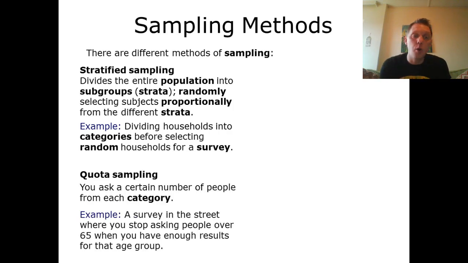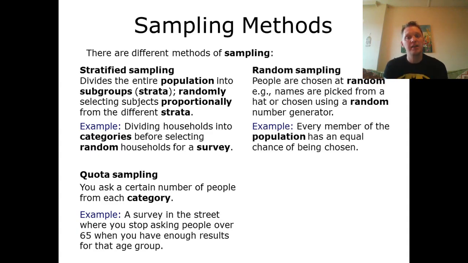Another one that we've got is quota sampling. This is asking only a certain amount of people in each category. So when we are stood there on a street, like we've got in our example, surveying, we're stopping people over 60 and asking them the question until we've got enough people within that age group, and then maybe moving on to another age group and asking so many people until we've got that age group full.